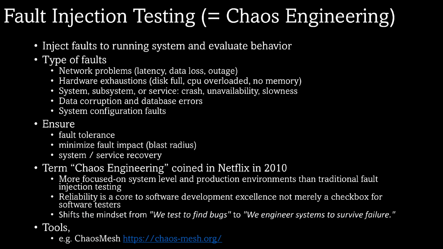The term chaos engineering was coined by Netflix in 2010. Unlike traditional fault injection testing, chaos engineering is more focused on the whole system level and production environments. It emphasizes reliability as a core pillar of software development excellence, going beyond simply finding bugs. This approach shifts the mindset from "we test to find bugs" to "we engineer systems to survive failure." By adopting chaos engineering practices, we can build resilient systems that thrive even in unpredictable conditions.